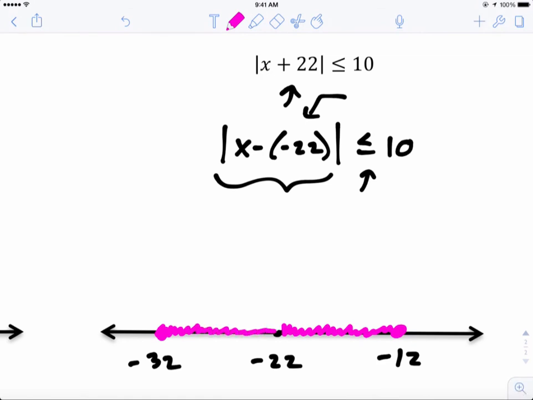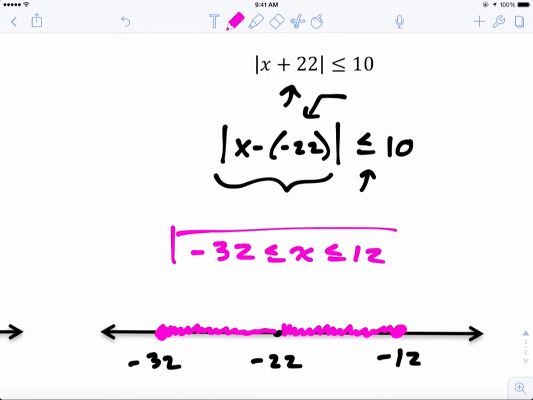So we find that our solution set in this case is all numbers between negative 32 and negative 12, inclusive of those endpoints. All numbers whose distance from negative 22 is at most 10. So that's kind of an intro to how to do these absolute value inequalities. I hope it makes sense.